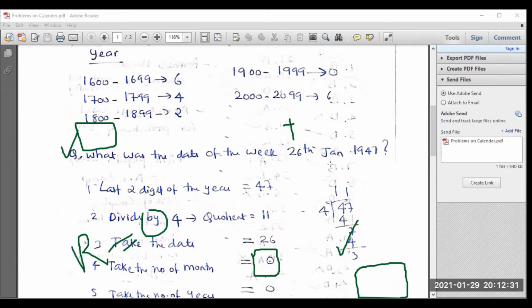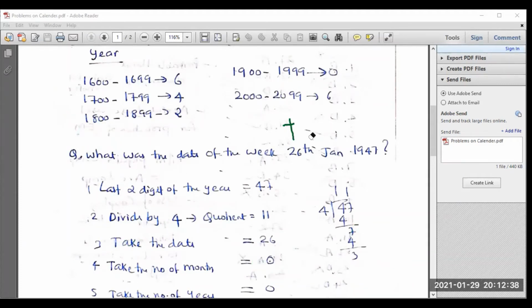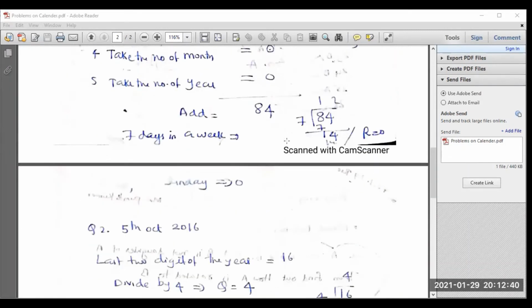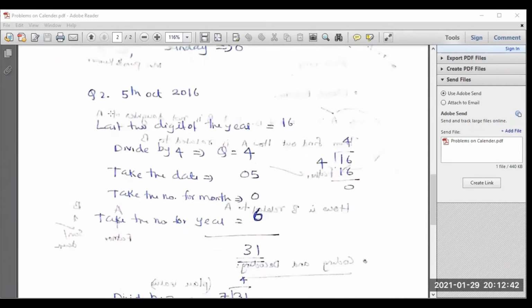Okay, this you can very clearly verify. Use the calendar in the gadget and you can verify. Okay, let us solve one more example. See, 5th October 2016 falls on which day? So, as per the procedure, last two digits of the year, that is 16. I have noted down 16. Similarly, you have to divide 16 by 4. So what is the quotient? Quotient is 4.